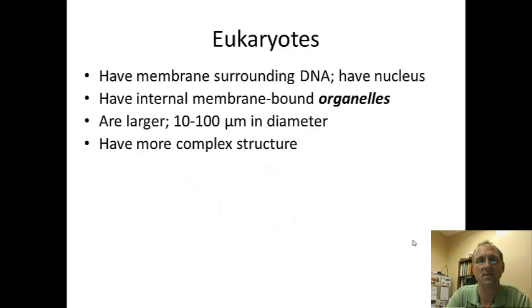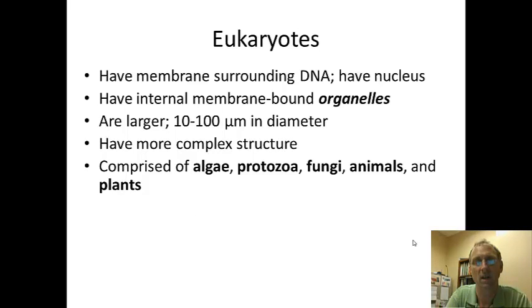Eukaryotic cells, by contrast, are much more busy inside, with a lot of internal membrane-bound organelles. Their nucleus is surrounded by a membrane, and they are typically much larger, anywhere from 10 to 100 micrometers in diameter, with this very, very complex and rich structure inside. Even though these cells are quite complicated inside, we find that all eukaryotic cells, regardless of the type of organism that they come from, are actually extremely similar to one another. And even though algae, protozoa, fungi, animals, and plants look incredibly distinct from one another, at a cellular level, they're very similar to one another.